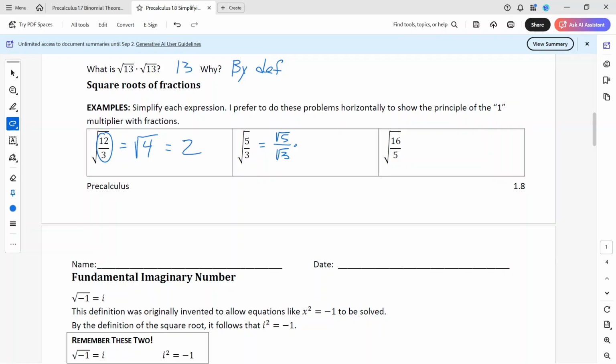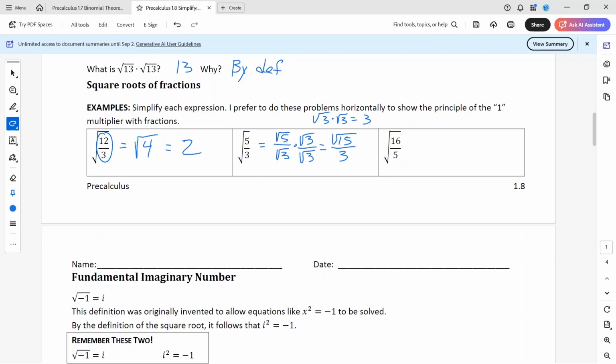So the square root of 3 times the square root of 3 makes a 3. The square root of 3 is the thing that squares to make a 3. So I multiply by a form of 1. That's always what I do with a fraction. Then I do top times top, bottom times bottom. So I get square root of 15 over 3. That's considered a better form.